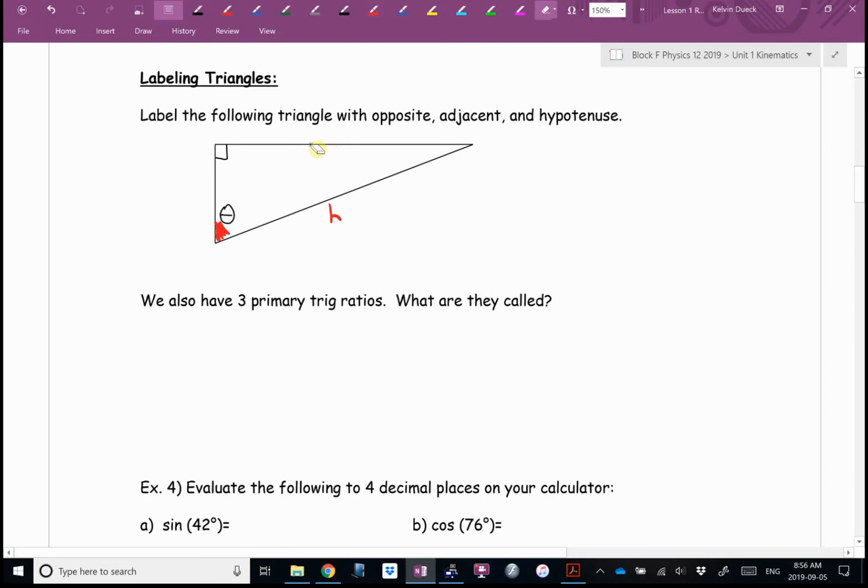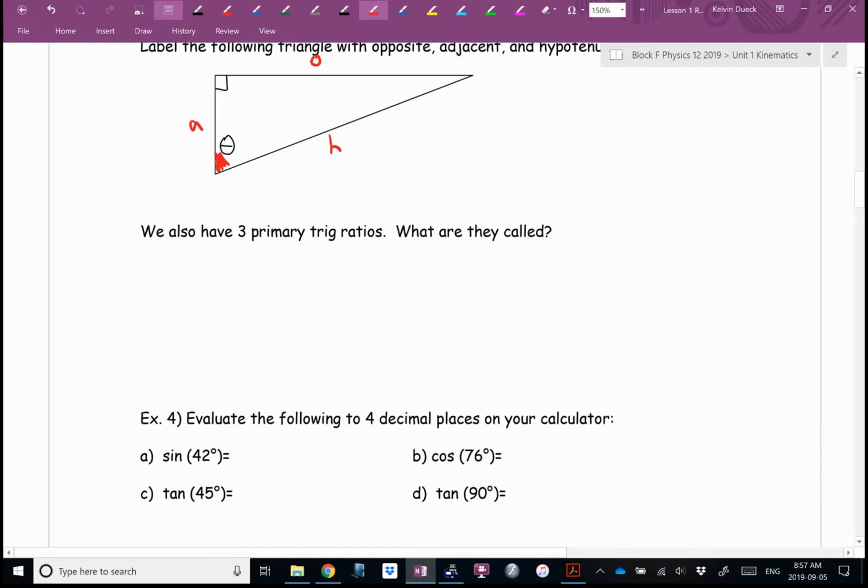This one on the top, opposite or adjacent? How do you know? Well, the word opposite in English means facing. Right now, Adam and I are opposite each other. We're facing each other. And so the side that's facing angle theta is that one there. Now, if we change angles, the opposite side changes. The adjacent side, well, the word adjacent means beside. Right now, Brendan and Adam are adjacent to each other, and so that's that one there. You have to get very comfortable with being able to label sides in your sleep, and you will.